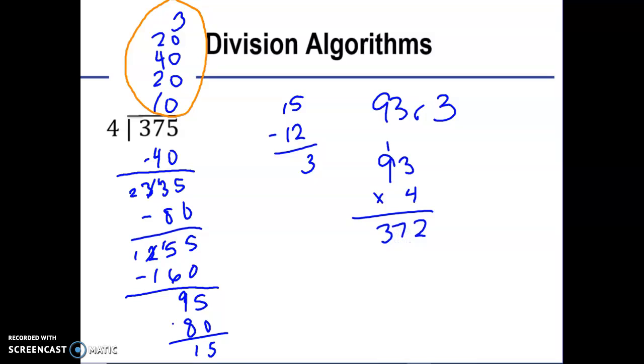372 is not what I started with. Remember your remainder. You got to add your remainder. And so I get 375, which is what I started with. So that is the correct answer.